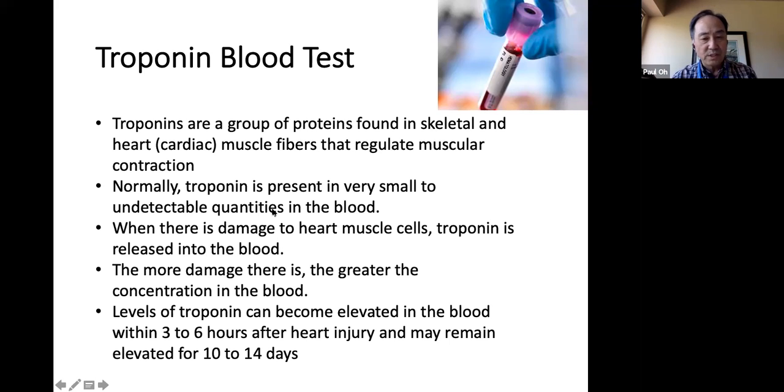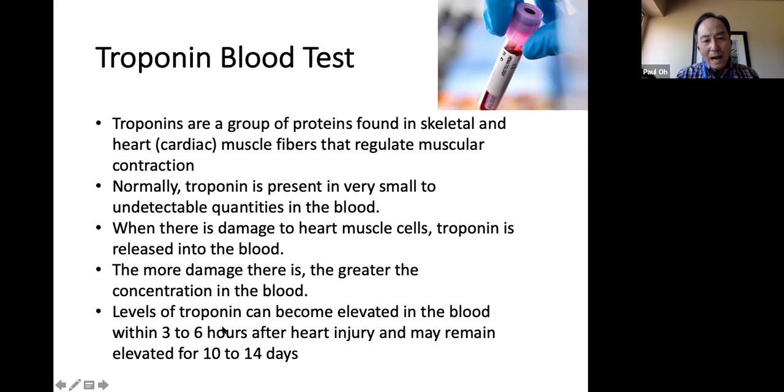Normally, troponin is present in only very small or undetectable quantities in the blood, but when there is damage to heart muscle, troponin is released. You can imagine that if there is a larger amount of damage to the heart muscle cells, there are going to be even higher levels of troponin that can be detected.